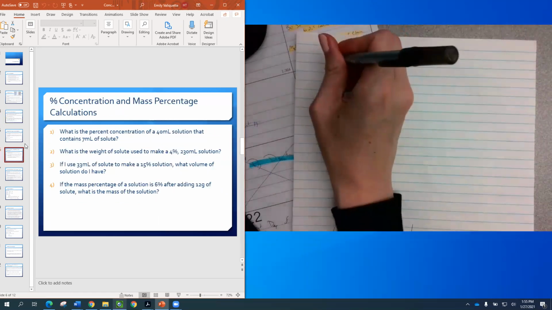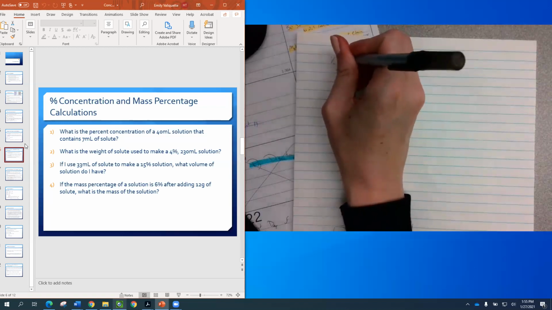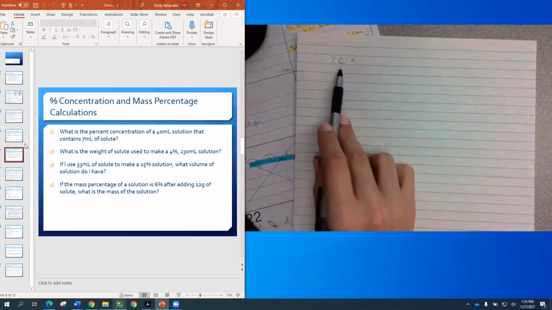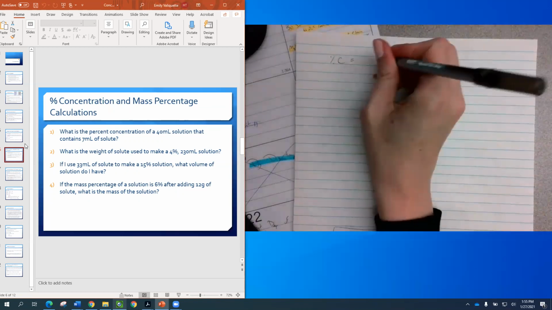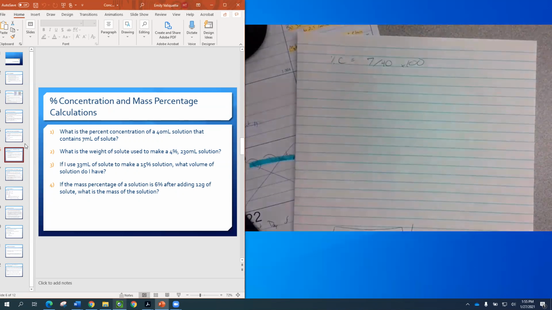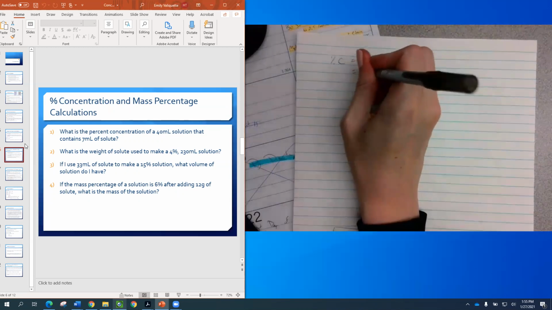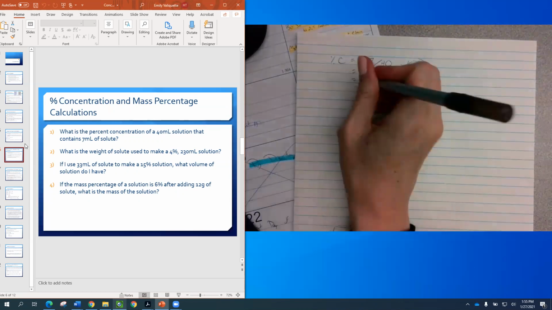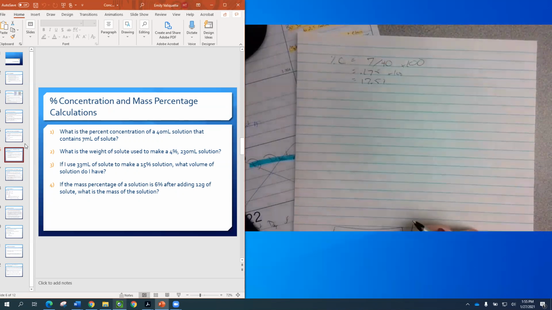So our percent concentration, and I could write V per V here or whatever, is just going to be 7 divided by 40 and then multiply by 100. So 7 divided by 40 is 0.175. And then if we times it by 100, we get 17.5%. And that would be our answer. So try the next three on your own. Pause now to do that and then come back to check your answers.